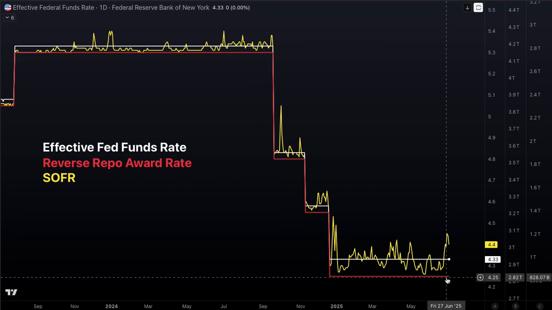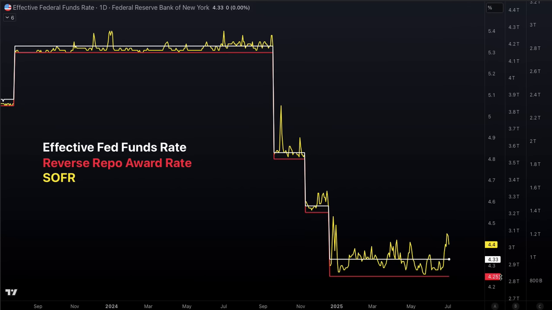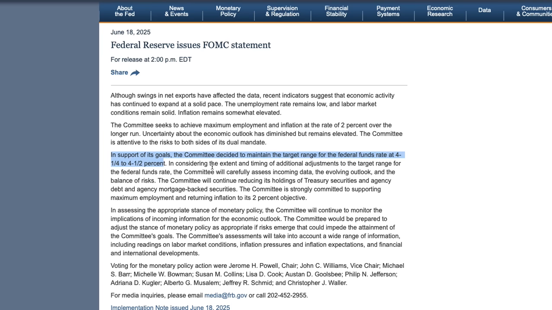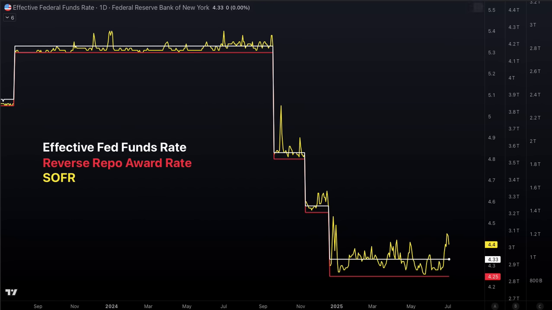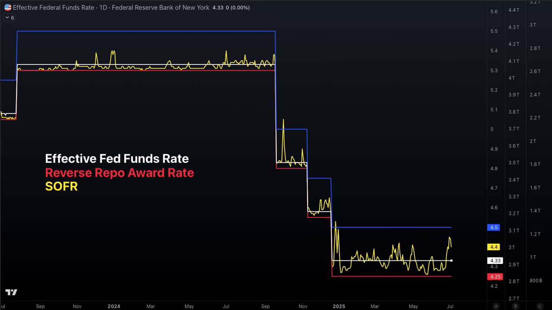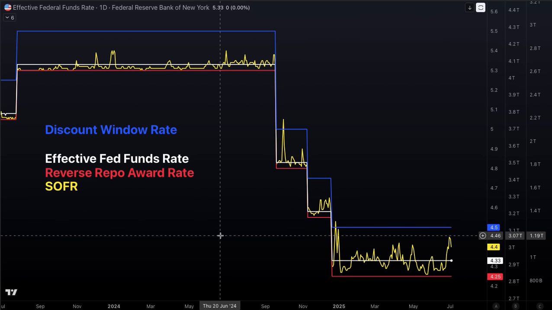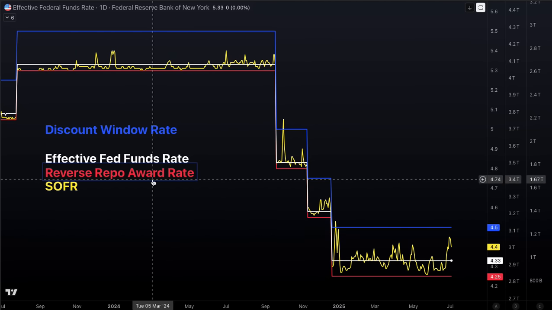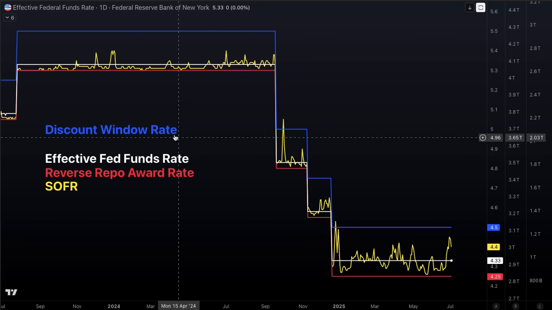Just as we established the RRP was the Fed setting a floor in the value of a dollar on an overnight basis, you might remember the Fed's upper bound is 4.5%. So where is 4.5? You could see SOFR's at 4.4. How do they set that upper range? Well, here is what's called the discount window rate. So just like the Fed is trying to set a floor by changing the reverse repo rate, they can set a ceiling by using the discount window rate.